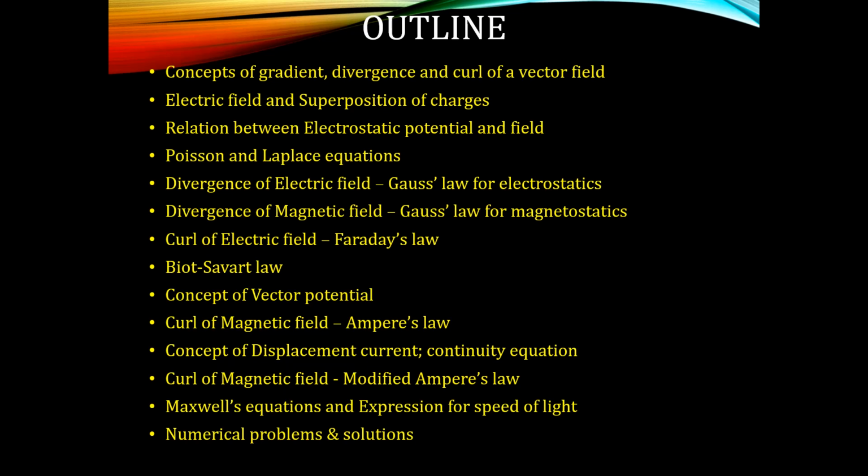Then we have the Biot-Savart law, the concept of vector potential, curl of the magnetic field, which is given by Ampere's law. Then we introduce the concept of displacement current and hence obtain the continuity equation. We apply the concept of displacement current and then get the modified Ampere's law, and at the end we bring in Maxwell's equations and try to obtain an expression for the speed of light using them. And we will see some numerical problems and solutions in the last lecture.